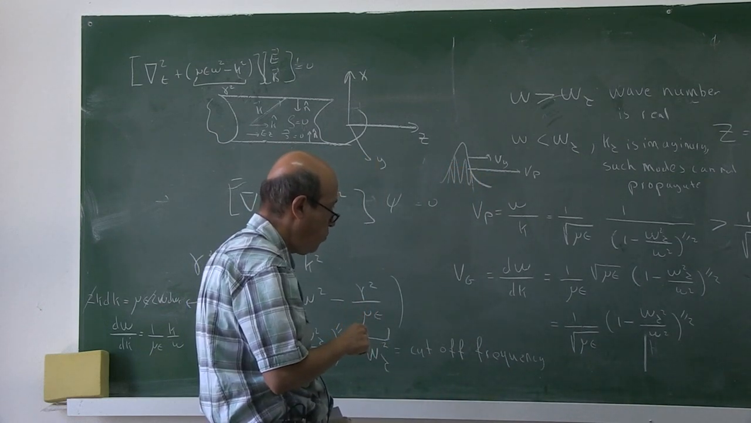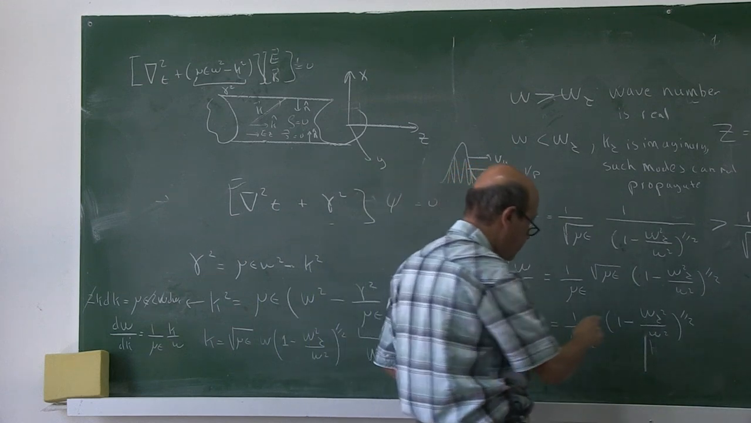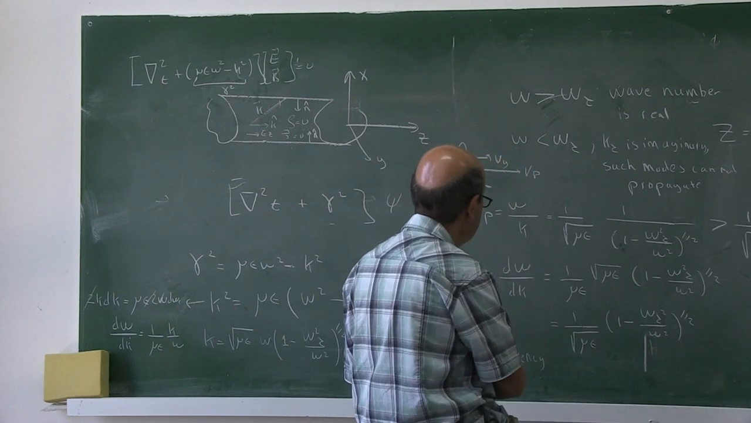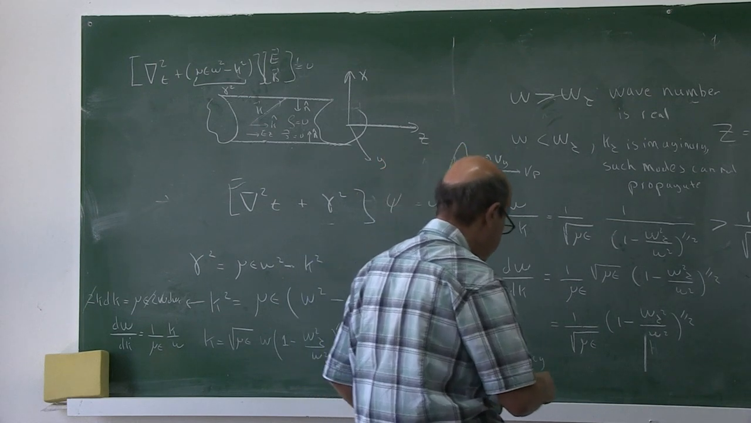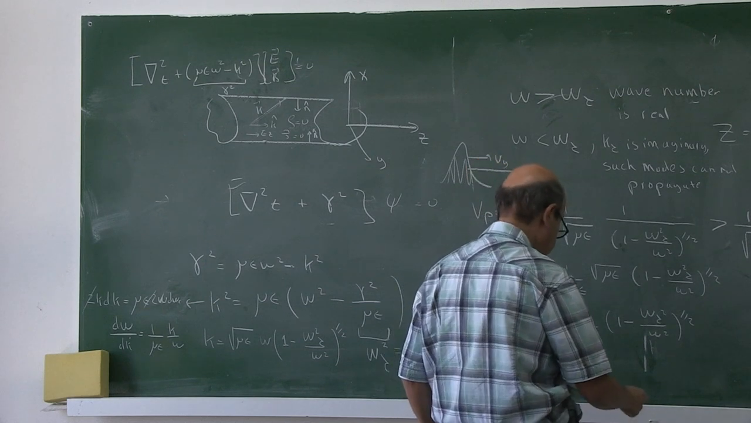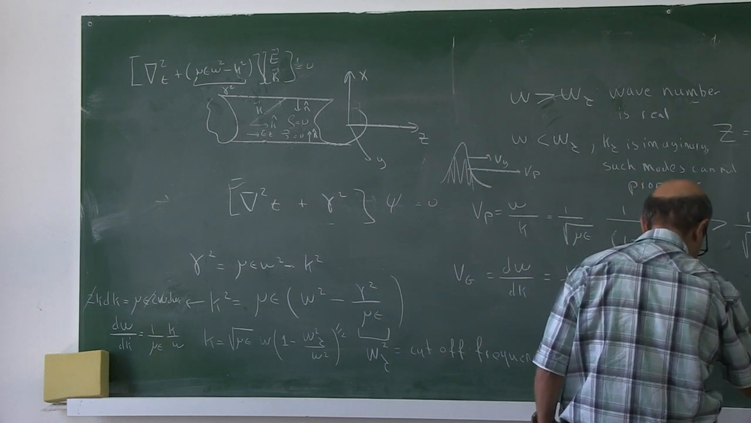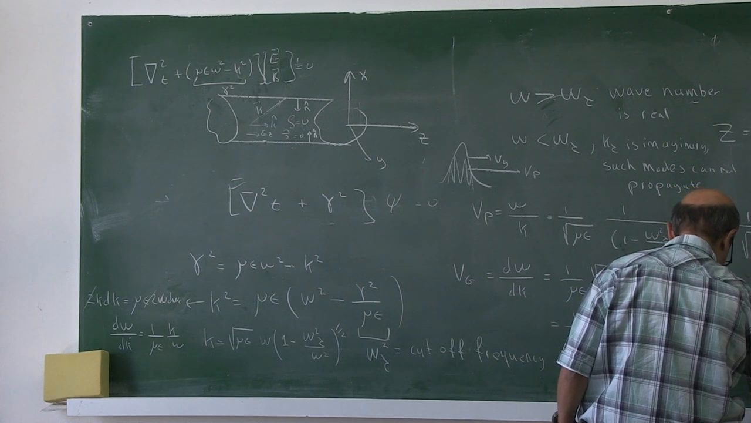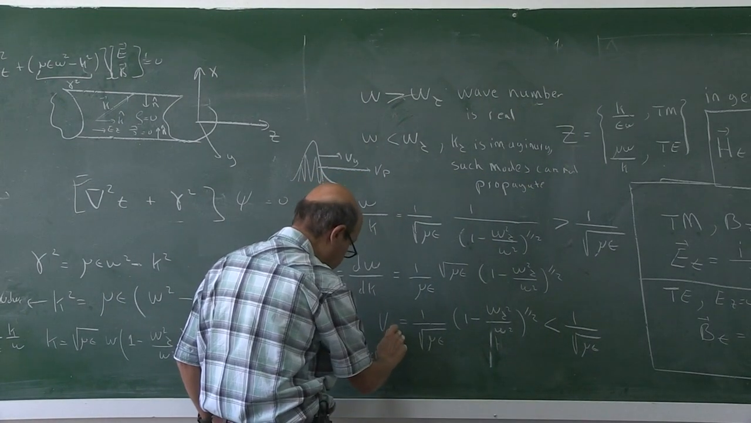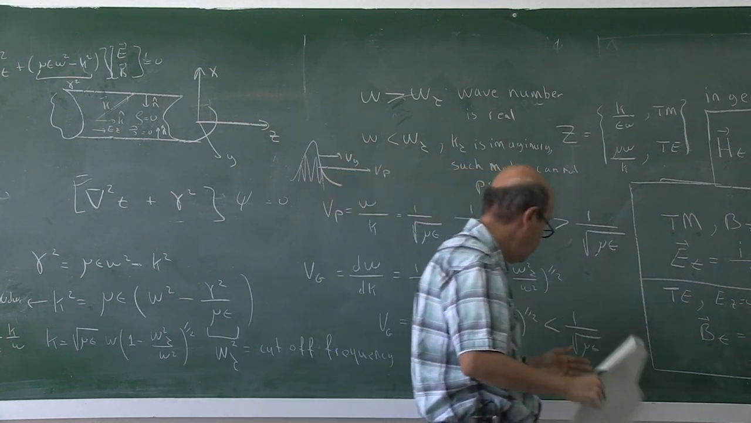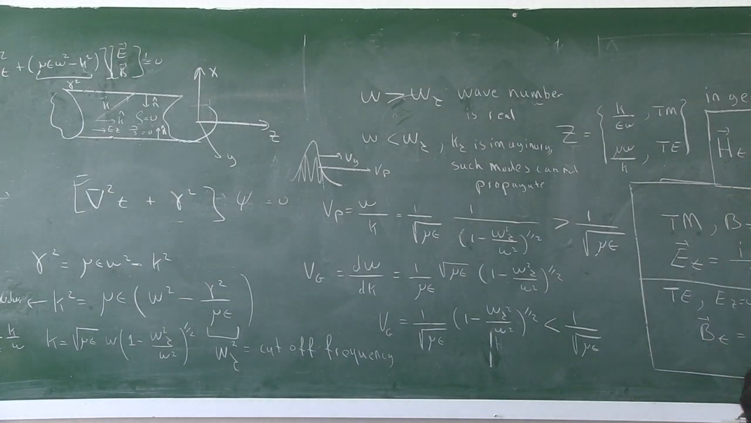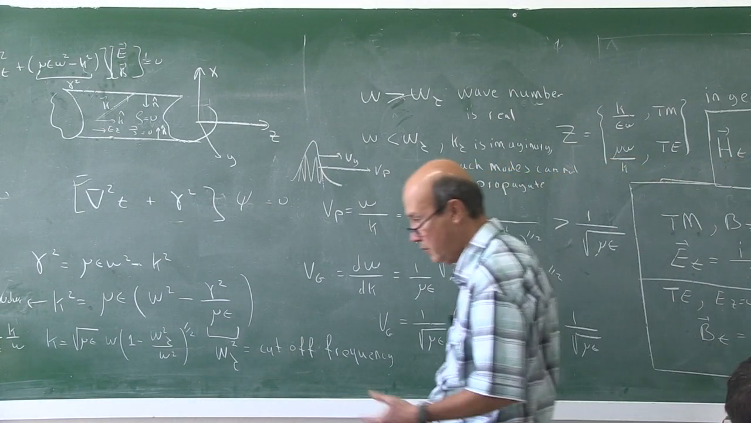The cutoff should be less than the frequency of the waves. So the frequency of the waves should be greater than the cutoff frequency, therefore this is less than 1 over square root of mu epsilon. This is the group velocity at which the energy of the wave is carried, and naturally even if the medium is vacuum, mu 0 epsilon 0, that is less than the speed of light, so this should be.